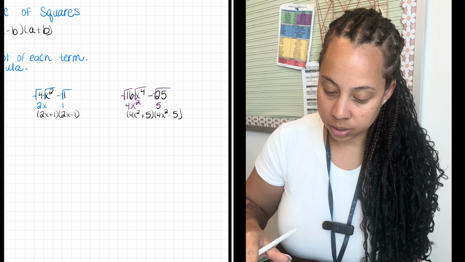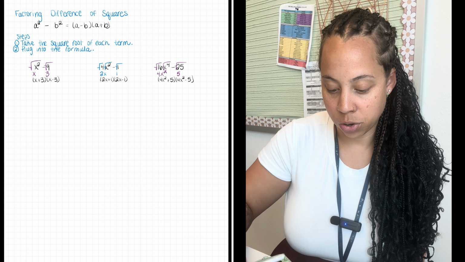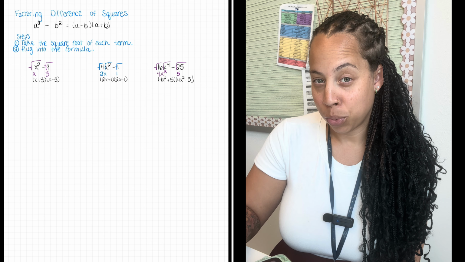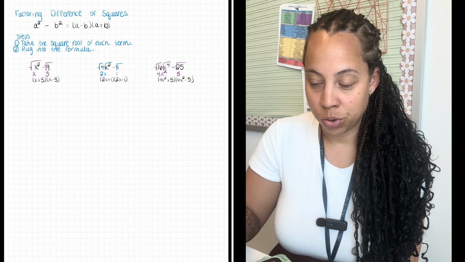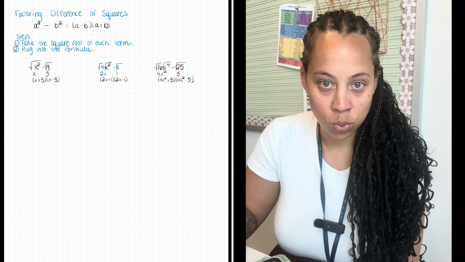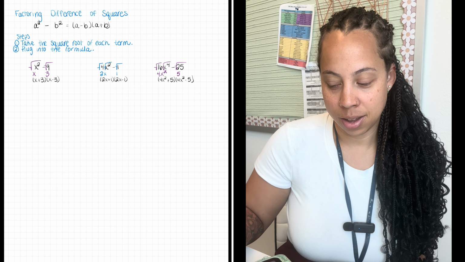Okay, and I think that's the last example I had there. So hopefully you guys find that one pretty straightforward. That one's my favorite one to do, because all I have to do is take the square root and put plus or minus. It's not a lot of thinking into that one.